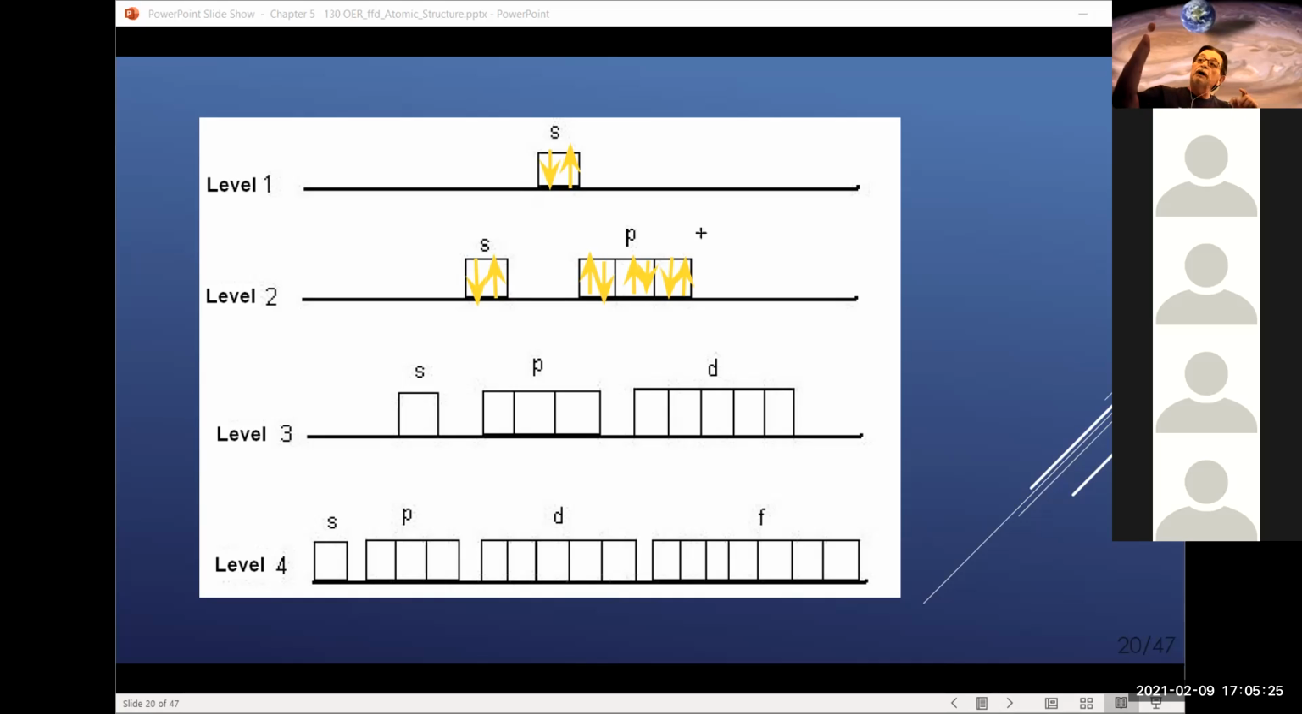Now for neon, I go around the periodic table to sodium, and that's in group 1. Sodium's in group 1. And so I put its electron.